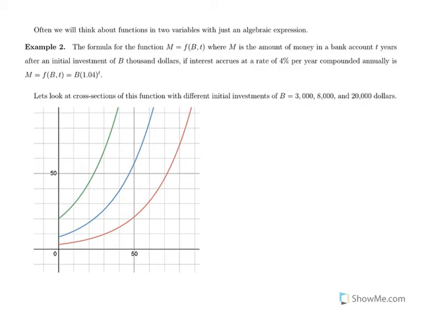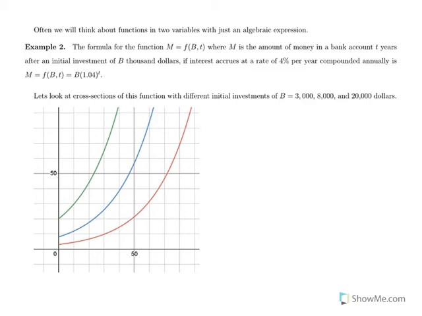The formula for the function m, which is equal to f of b, t, has two inputs, b and t. m is the amount of money in a bank account t years after an initial investment of b thousand dollars. If interest accrues at a rate of 4% per year compounded annually, we get that m, which is our function of two variables, can be written as b times 1.04 to the t.